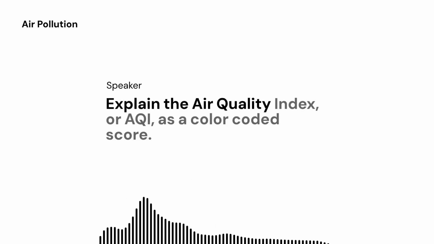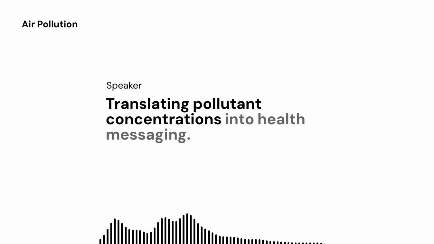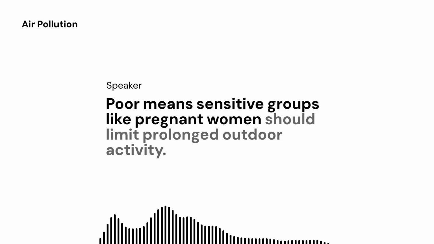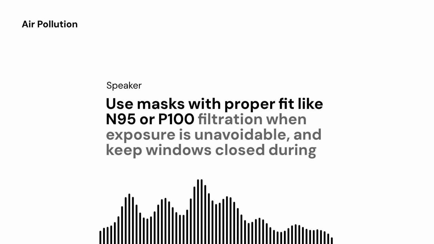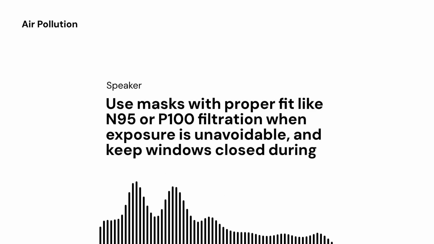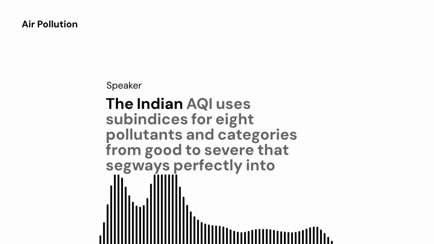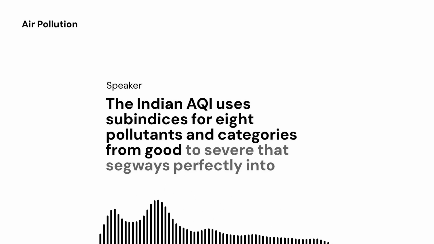Explain the Air Quality Index, or AQI, as a color-coded score translating pollutant concentrations into health messaging. Poor means sensitive groups like pregnant women should limit prolonged outdoor activity, use masks with proper fit like N95 or P100 filtration when exposure is unavoidable, and keep windows closed during peak traffic hours. Also, indoor sources, incense, kerosene, biomass, should be minimized. The Indian AQI uses sub-indices for 8 pollutants and categories from good to severe.